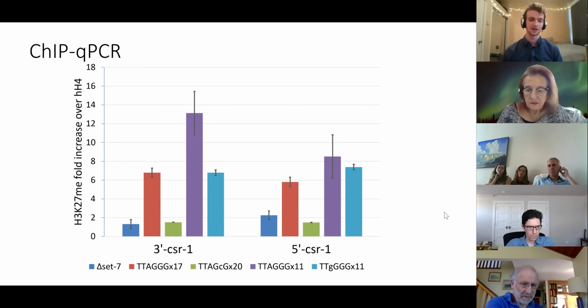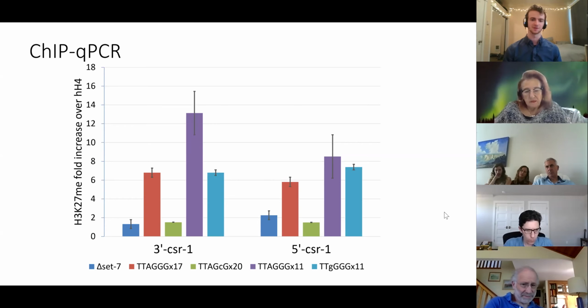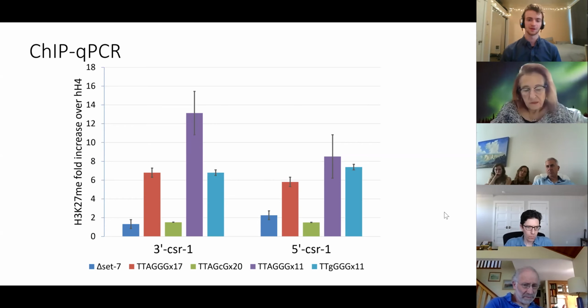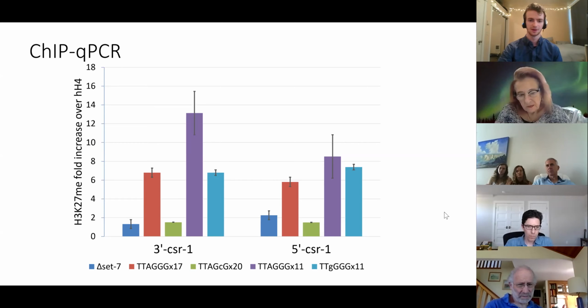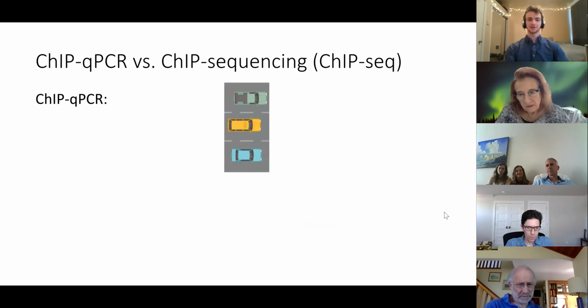And you can see in the delta set 7 strain, which should not have any H3K27 methylation, you see basal levels. And in the green there is my negative control for G quadruplex, and that shows a statistically insignificant difference between them. So no methylation. And all the other strains that can form G quadruplex do show enrichment of H3K27 near CSR1, both the 3' and the 5' regions. Interesting result.